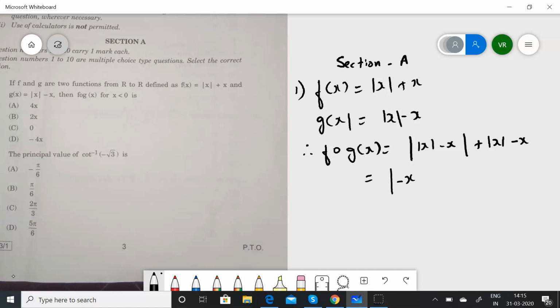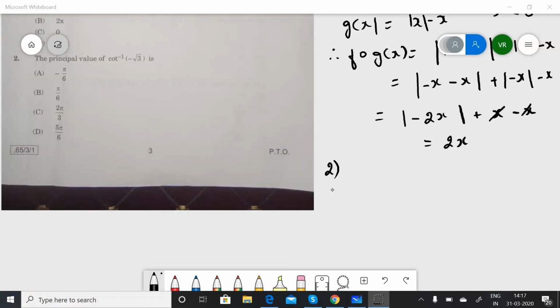mod of, since it's given x is lesser than 0, we take the negative symbol, so minus x, and this is now going to be mod of minus 2x plus mod of minus x, which is now going to be plus x, minus x. This cancels out, so the answer is 2x.